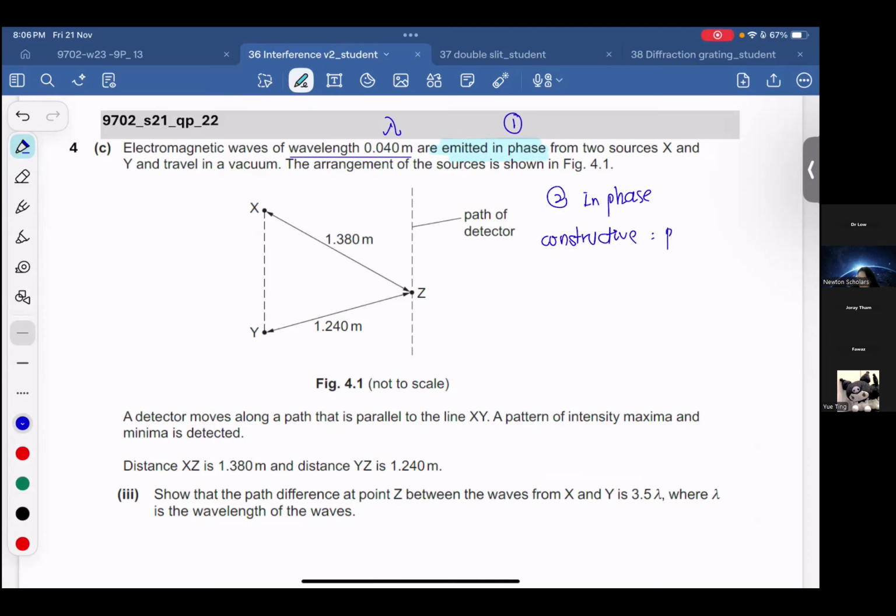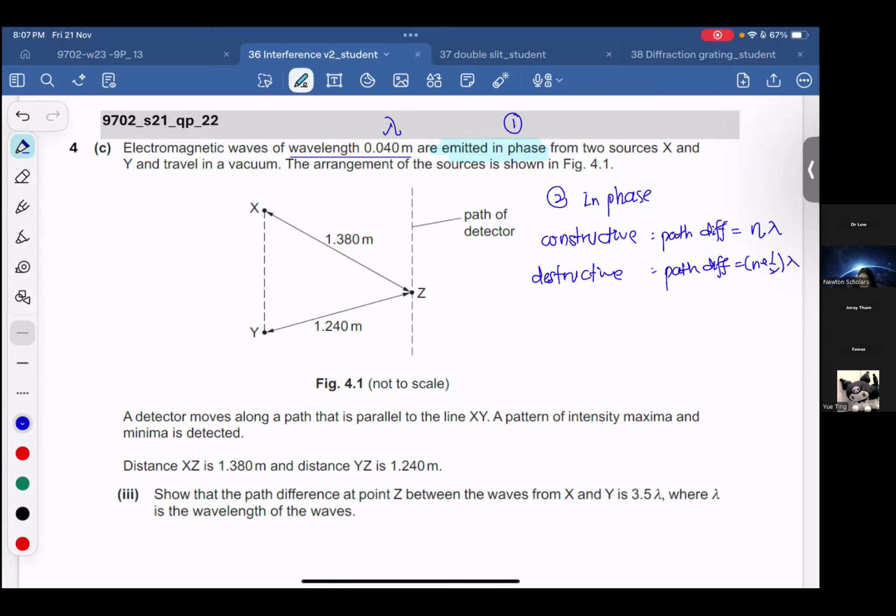Okay, the path difference, I write like this: path difference. Do not mistake it for potential difference. Path difference is actually a whole number of wavelengths. If destructive, path difference should be a whole number plus half wavelength. So second thing, you have to be very clear about the formula that we are going to use.